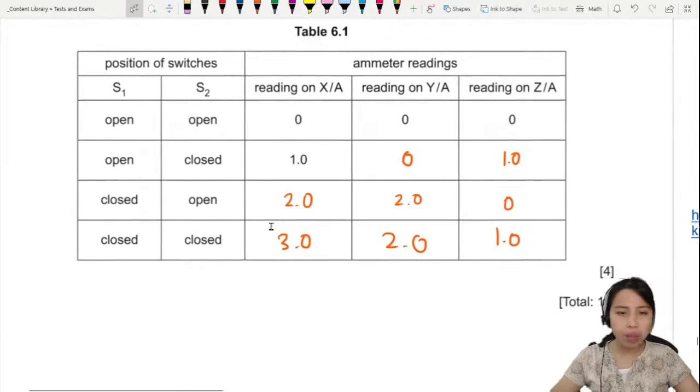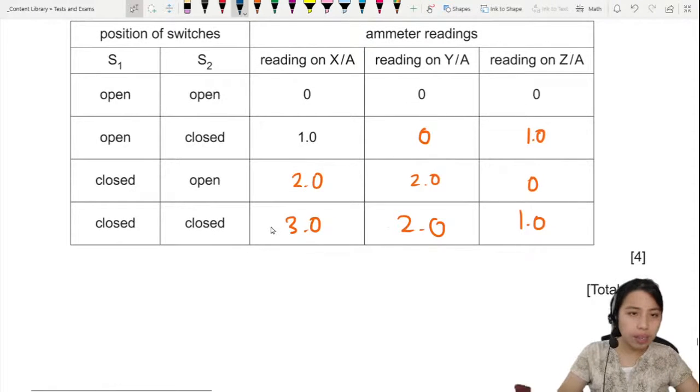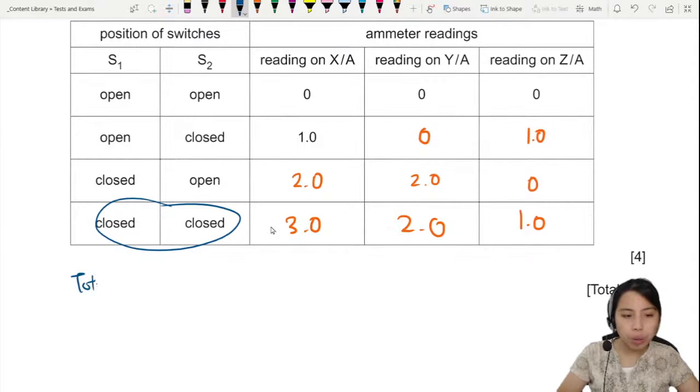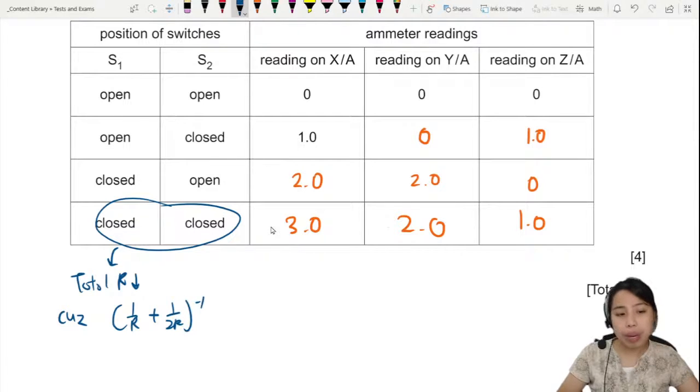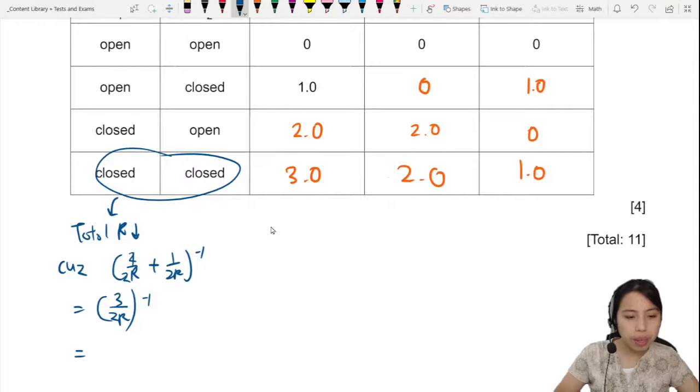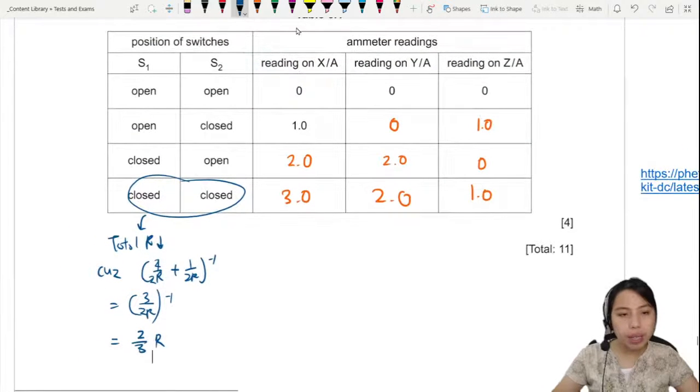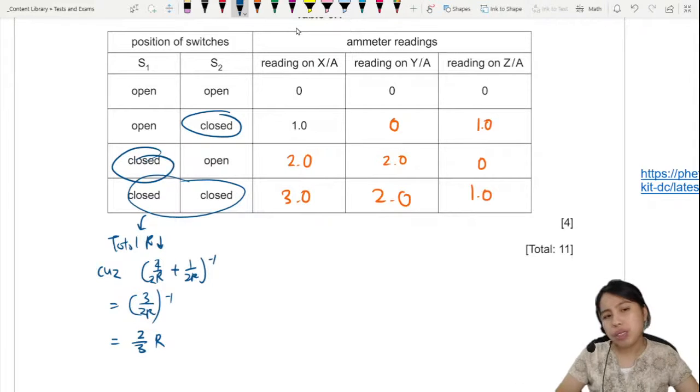If you're wondering why and you're not convinced, here's a tip. When you close both switches, you're using both resistors. So the total resistance of the whole circuit actually decreases. If you're wondering why, oh well, let's add together resistance. So there's an R, and there's a 2R. So if I add them in parallel, this will be 3 over 2R. Or in other words, 2 over 3 times R. Okay, so just now when we activated, only one was closed. We only activate one resistor. Here we only activate one resistor.